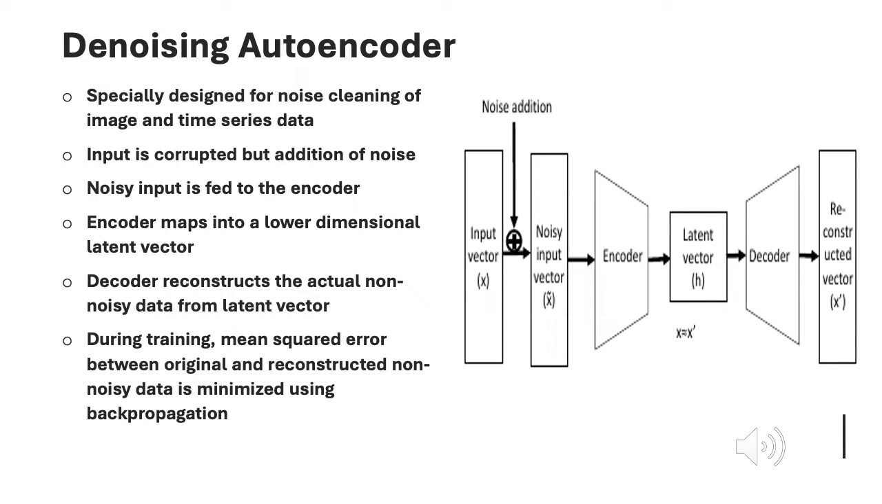A denoising autoencoder is specially designed for noise cleaning of image or time series data. Here the input is first corrupted by addition of noise and the noisy input is fed to the encoder. The encoder maps it into a lower dimensional latent vector, whereas the decoder tries to reconstruct the actual non-noisy data from the latent vector. During training, the mean squared error between the original and the reconstructed non-noisy data is minimized using backpropagation to learn the network weights.